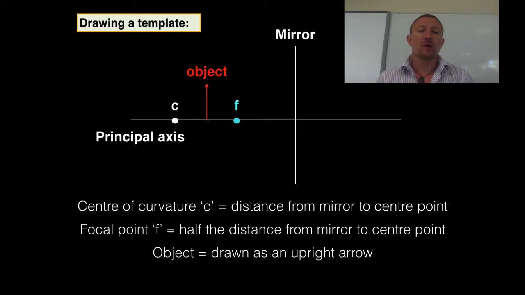Okay, then I draw my object. Now, don't draw the object which is being described in your question, just use an arrow. That will be maybe a specific height and it will also be a certain distance from the mirror. If you're really unlucky, they'll say from the focal point or from the center of curvature. So use the information in the question to deduce where you're going to put your object.